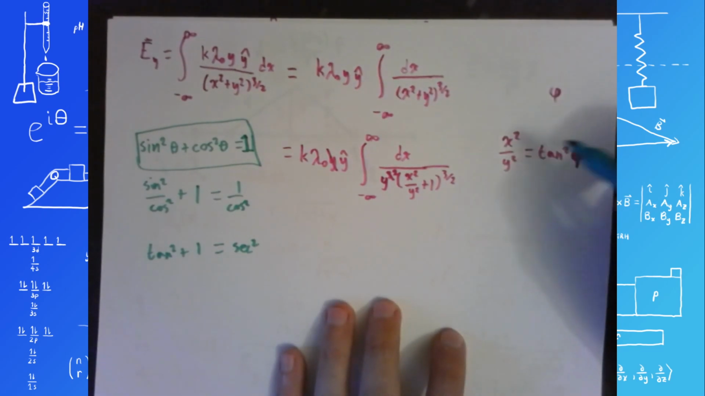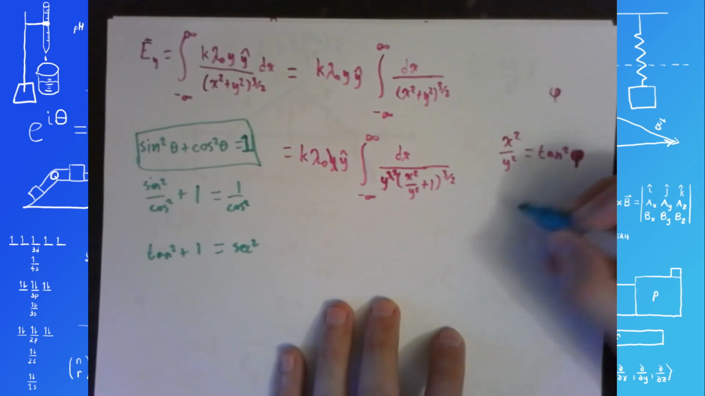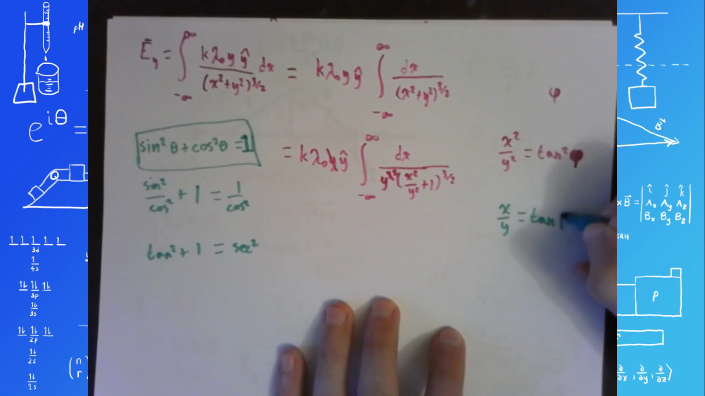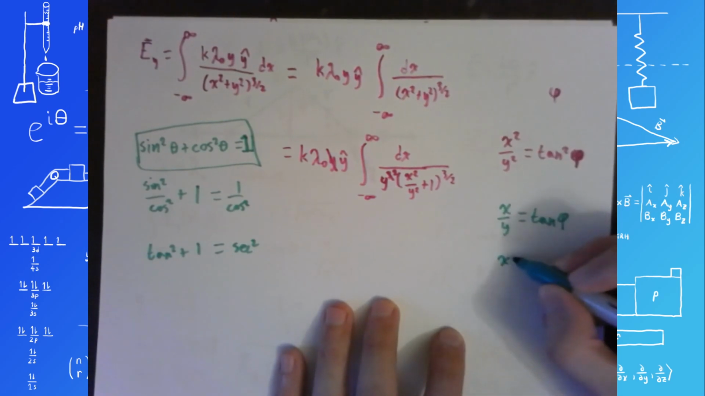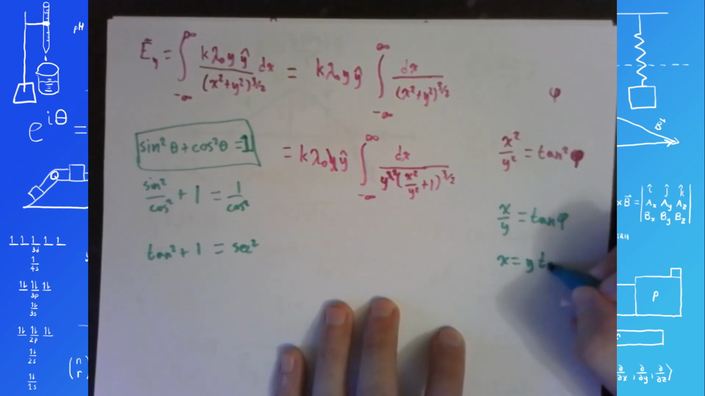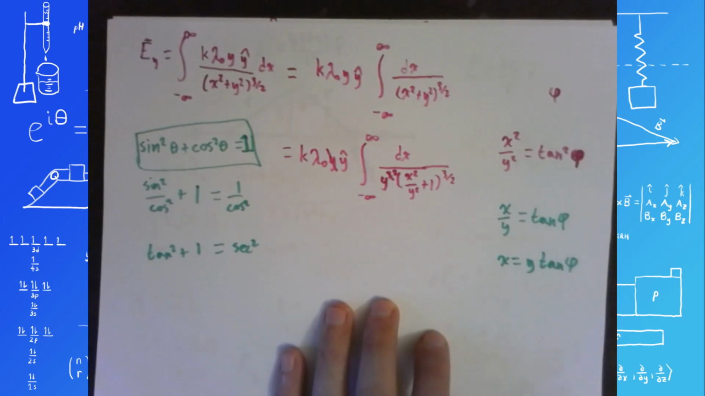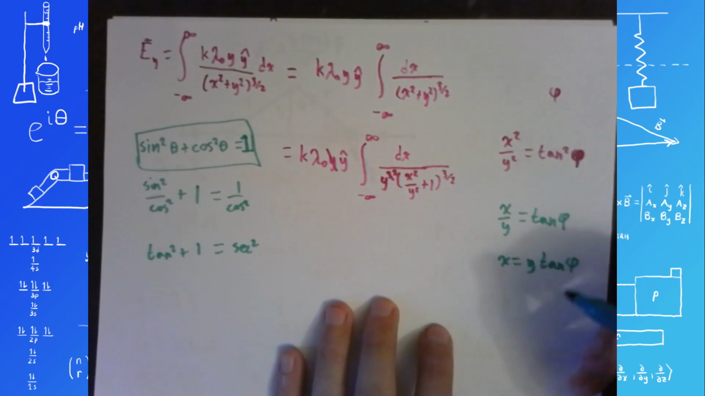Okay, so now that I have that, what I'm going to do is square root both sides. That gives me x over y equals tan of phi. And I can rewrite that as x equals y tan of phi. And now I can differentiate both sides in order to do my trig substitution.